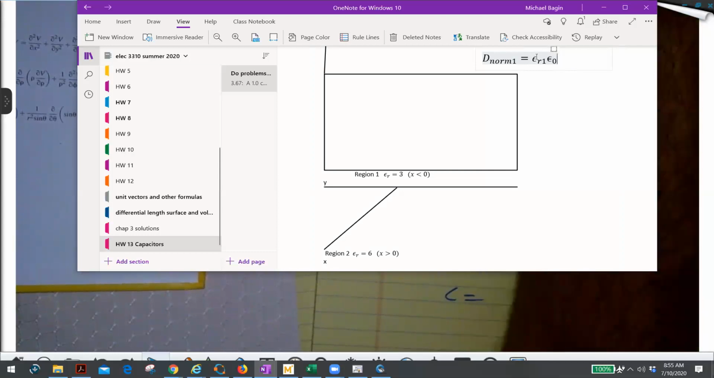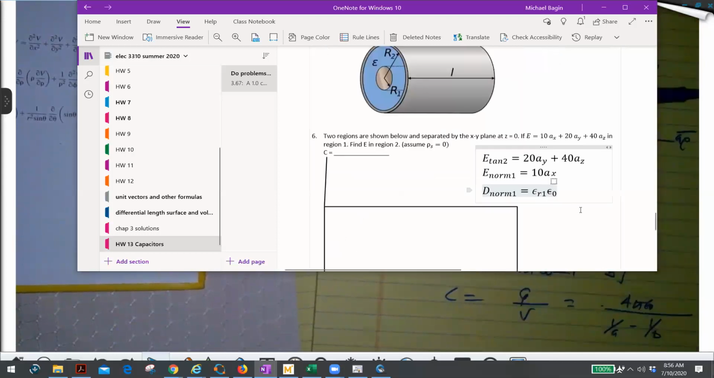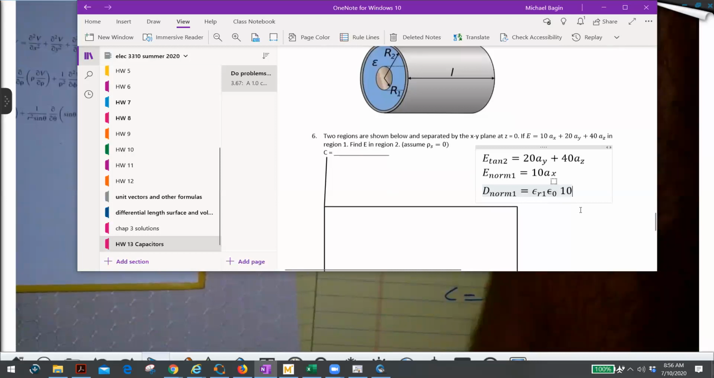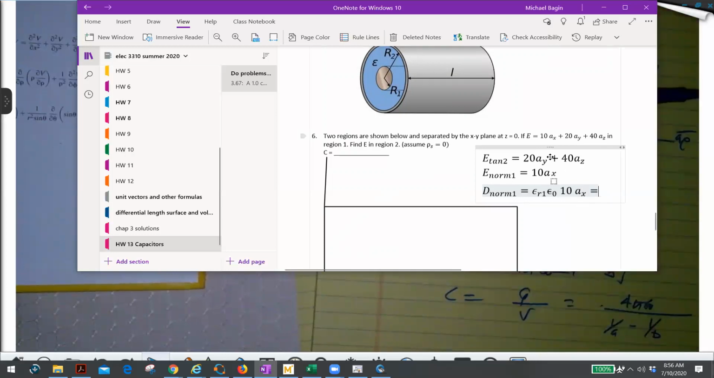Right, times E in region 1. And the E in region 1 is 10, right? All right. Now that has to be equal to D normal in region 2, correct, class? So what's D in region 2?